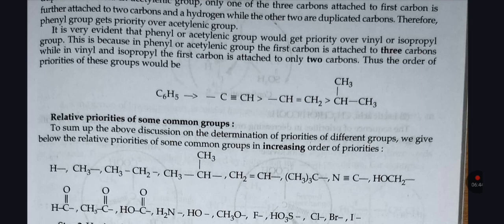This is because in phenyl or acetylenic group, the first carbon is attached to three carbons, while in vinyl or isopropyl, the first carbon is attached to only two carbons. Thus, the order of priority of these given groups would be C6H5, then C triple bond CH, then CH double bond CH2, then CH3CHCH3, which is isopropyl.